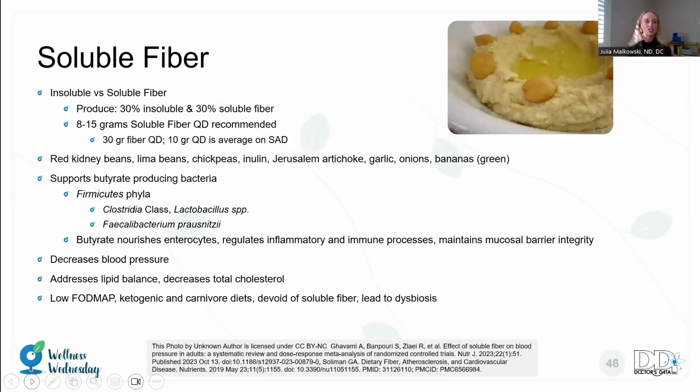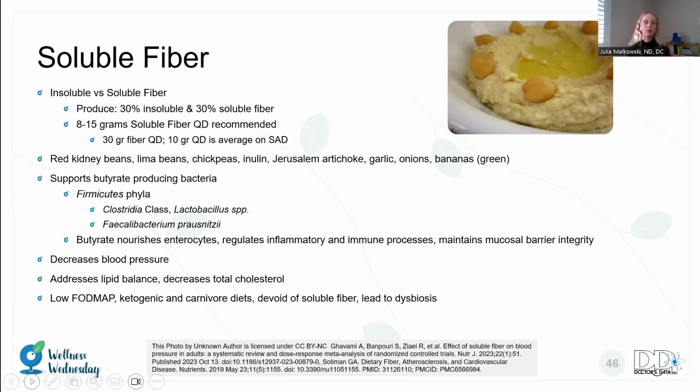Here's the cliff notes for soluble fiber. We did mention it's going to be 8 to 15 grams per day of soluble fiber. That's going to be a minimum of 30 grams of fiber per day. Standard American diet is really only giving 10 grams of total fiber per day, so it's woefully deficient. The fiber-rich sources would be inulin, Jerusalem artichoke, garlic, onions, bananas.